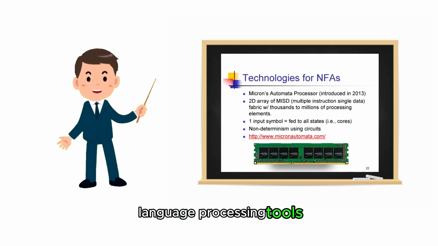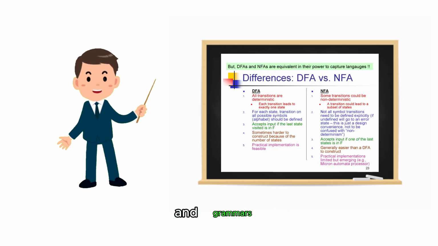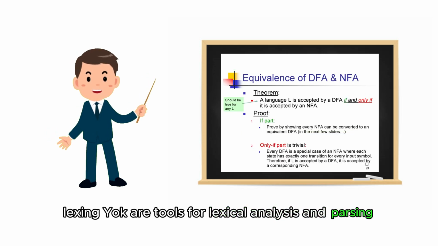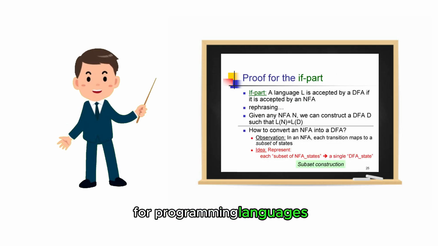Language processing tools. There are various tools and software libraries that implement automata and grammars. For example, Lex and Yacc are tools for lexical analysis and parsing, respectively. They're commonly used to generate parsers for programming languages.